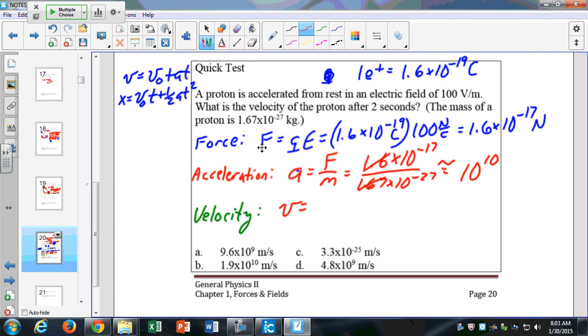All right, so my velocity is A times T, which is 2 times 10 to the 10th, which is B, the right answer. I rounded off there, but yeah, you're right. Okay. Pretty straightforward? You'll see some homework questions with basic kinematic stuff like that.